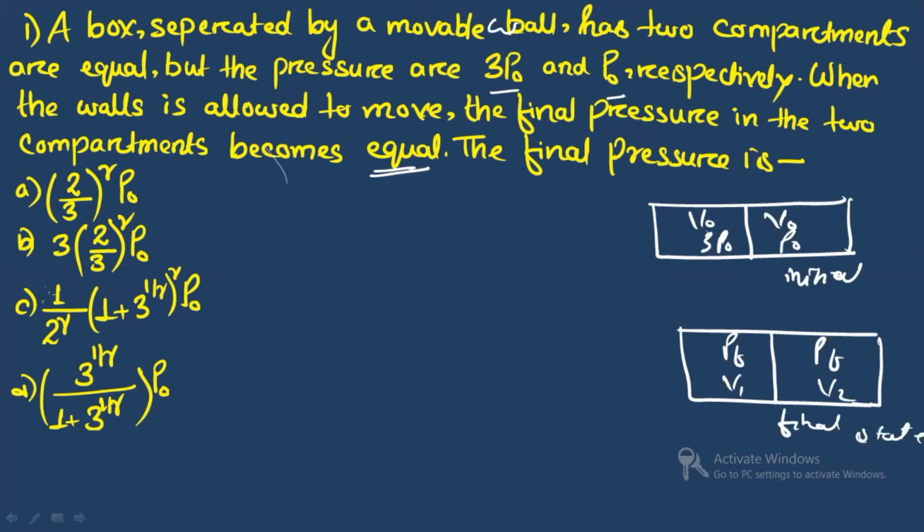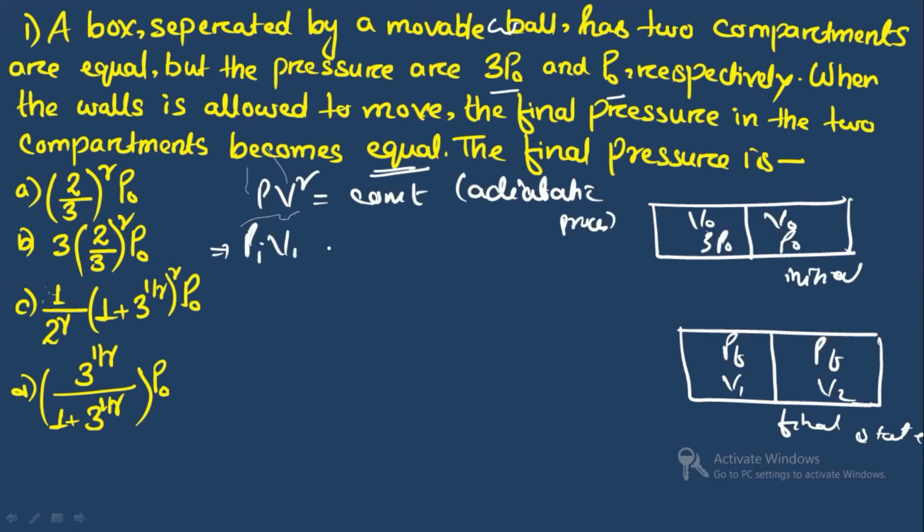We already know that the adiabatic process gives one relationship between pressure and volume: PV to the power gamma equals constant. This is for the adiabatic process. So when you consider this to be an adiabatic process, you can write Pi Vi to the power gamma equals Pf Vf to the power gamma.